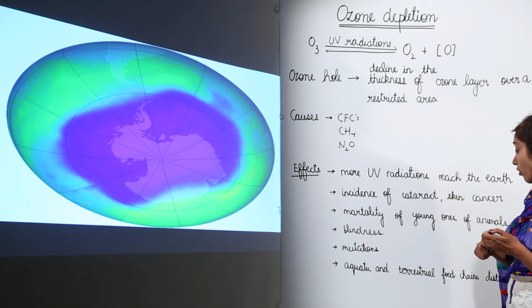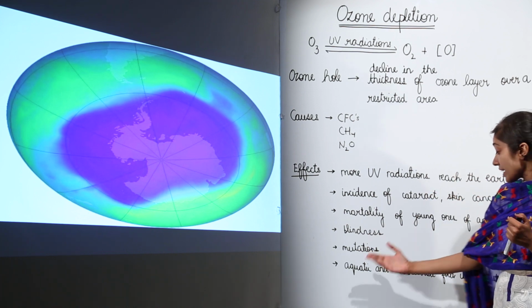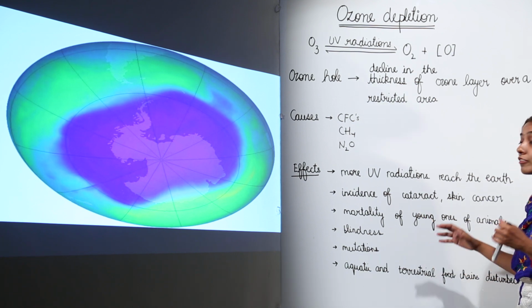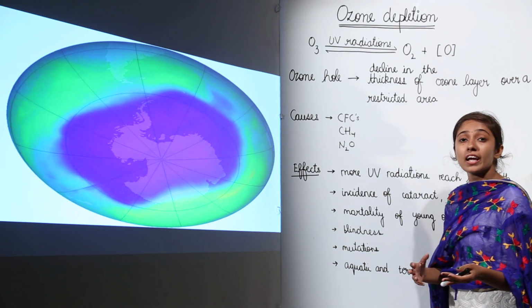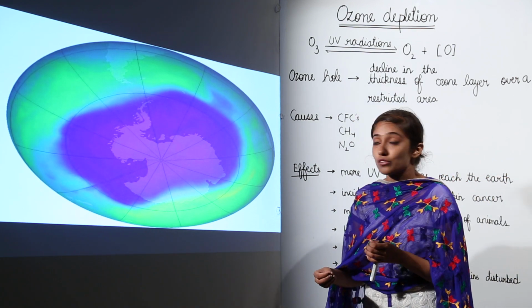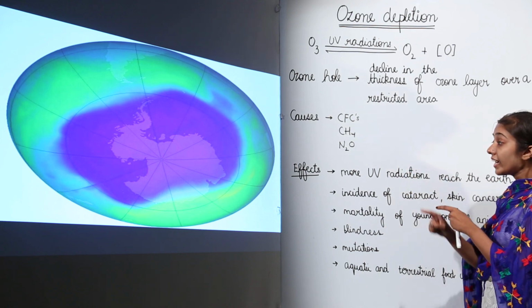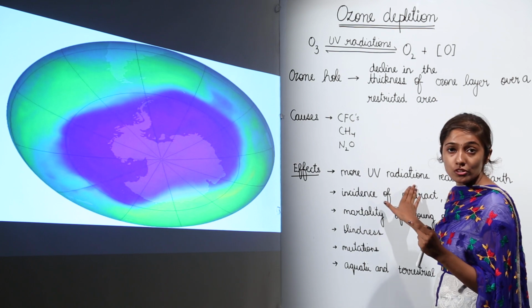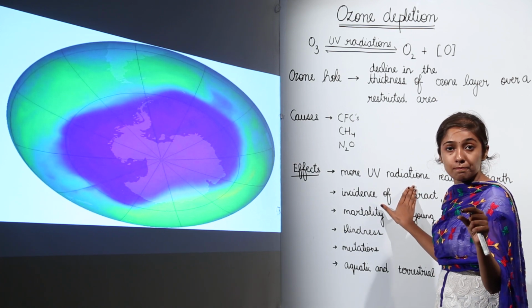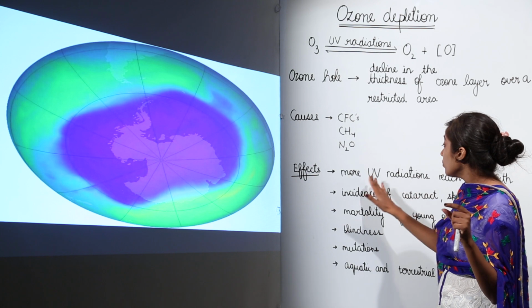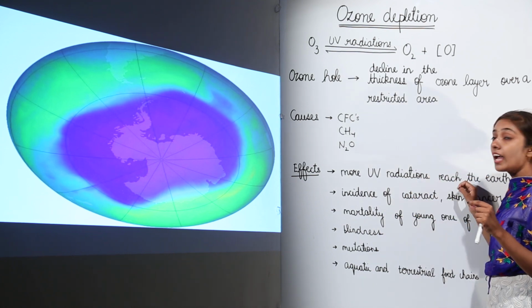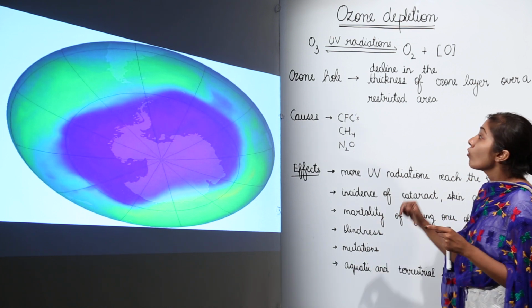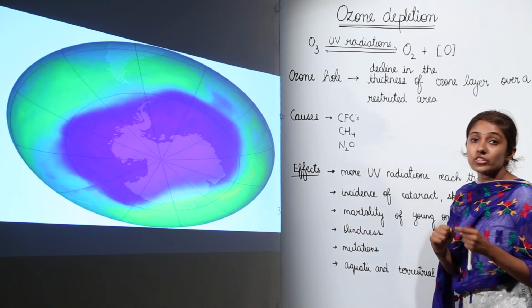Then these UV radiations can also disturb the aquatic and terrestrial food chains. They can have a direct impact on photosynthesis in plants also. So these are the effects, and why are these effects there? Because the ozone layer is protecting you from UV radiations. If it becomes thin, if it gets depleted, then UV radiations can directly reach the earth and cause these effects. So as a whole, ozone depletion is a major concern for us.